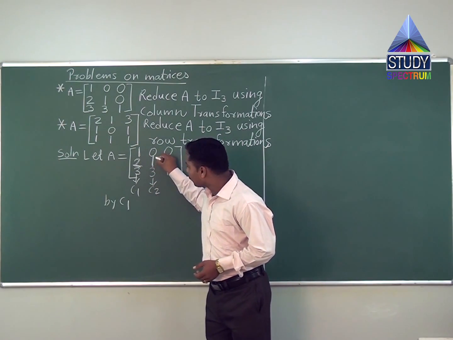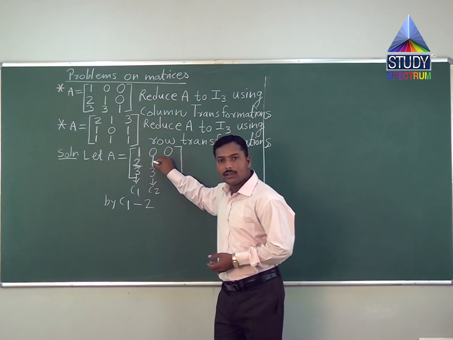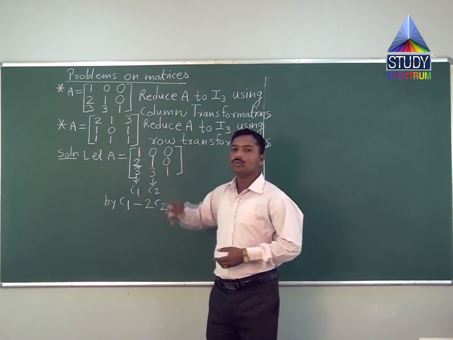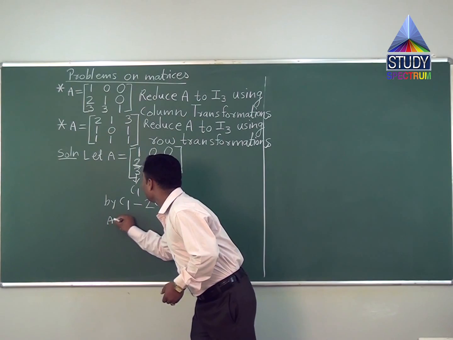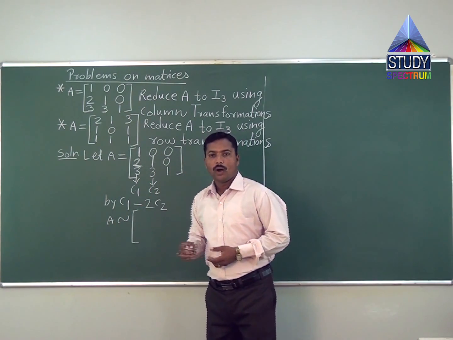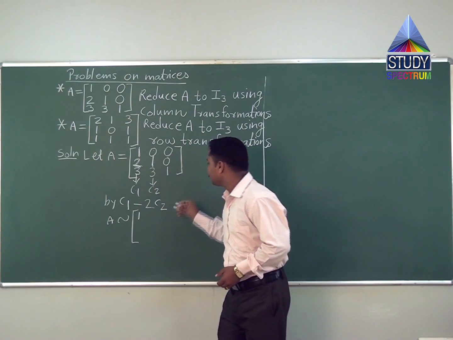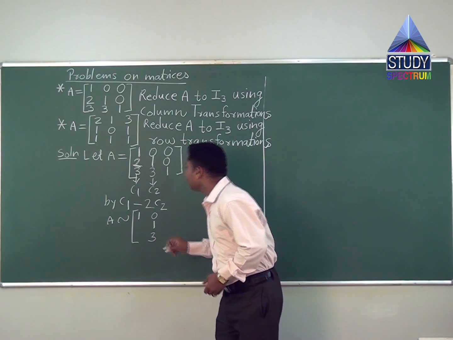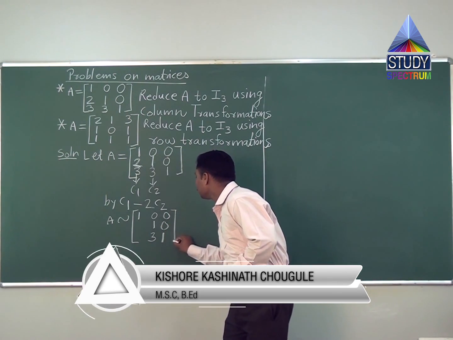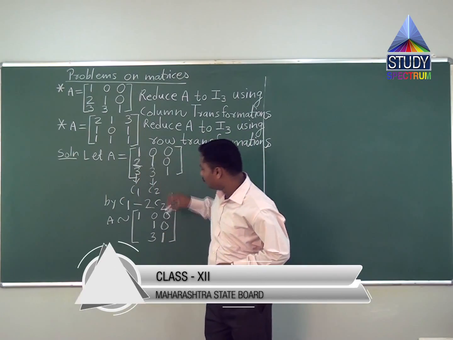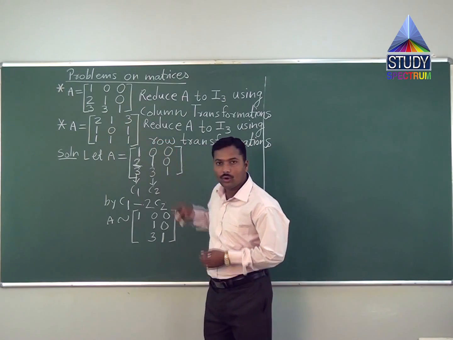If we multiply this number here by 2, then 2 minus 2 will be 0, so we do C1 minus 2 C2. So A is equivalent to the matrix with the second column as it is and the third column also as it is. Here C1 minus 2 C2: C1 is 1, minus 2 into 0, so 1 minus 0 is 1.